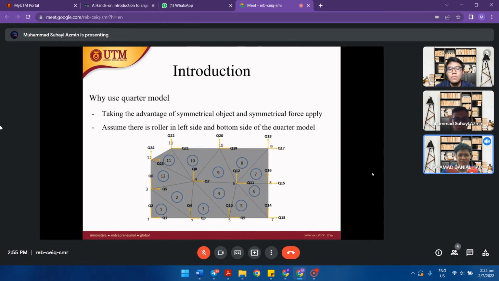The material used in the object is steel with Young's modulus of 207 gigapascal and Poisson ratio of 0.3. Next, we will continue this presentation with the second presenter.